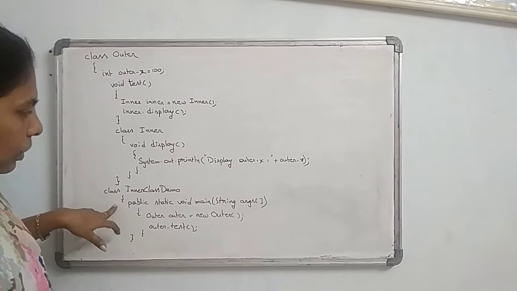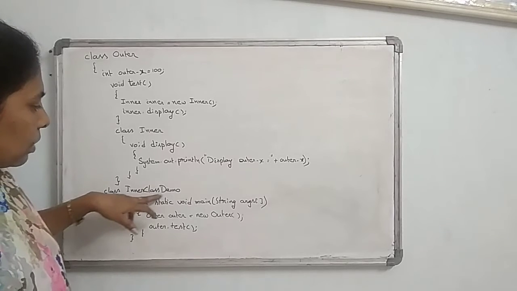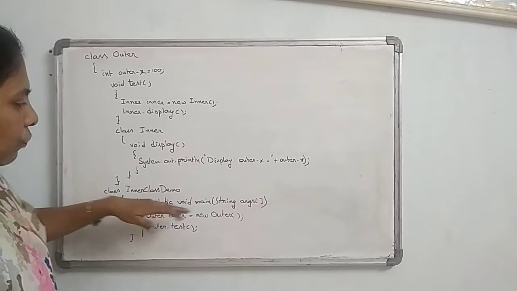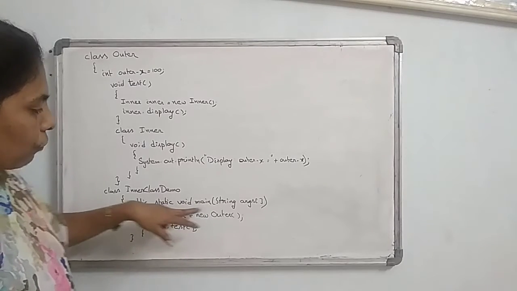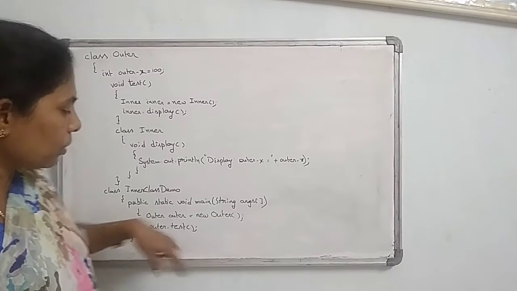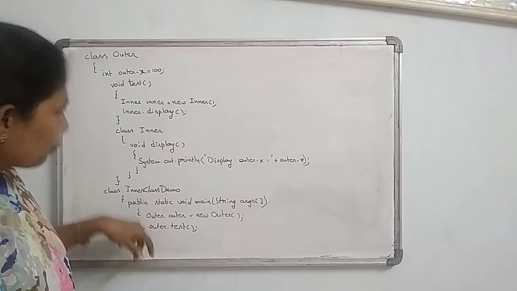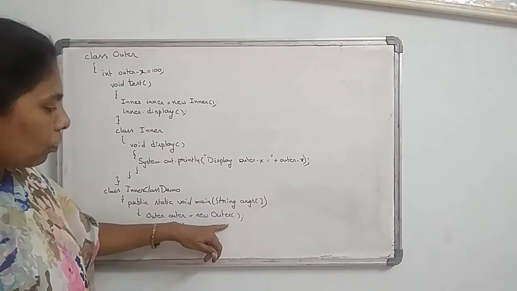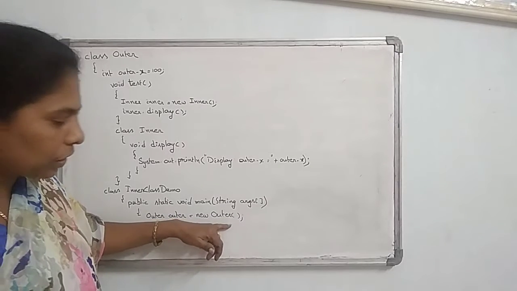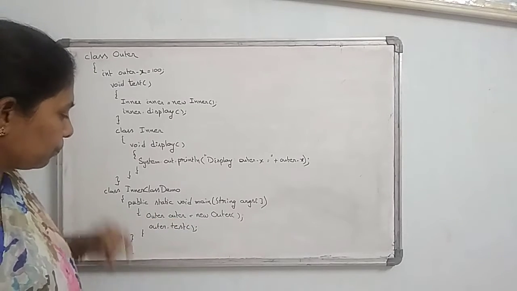Next I am giving the main function, class InnerClassDemo. In that, first you create the main method. The main method is public static void main(String[] args). In that I am creating one object of our outer class: Outer outer = new Outer(). So I am creating the object of the outer class.